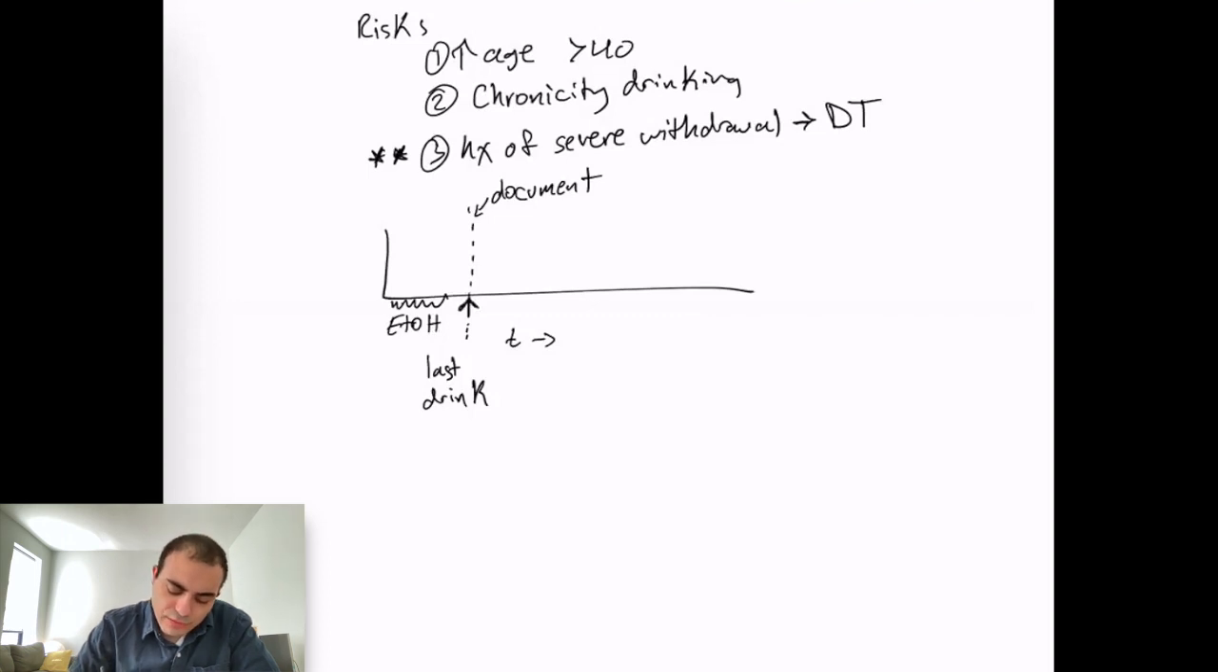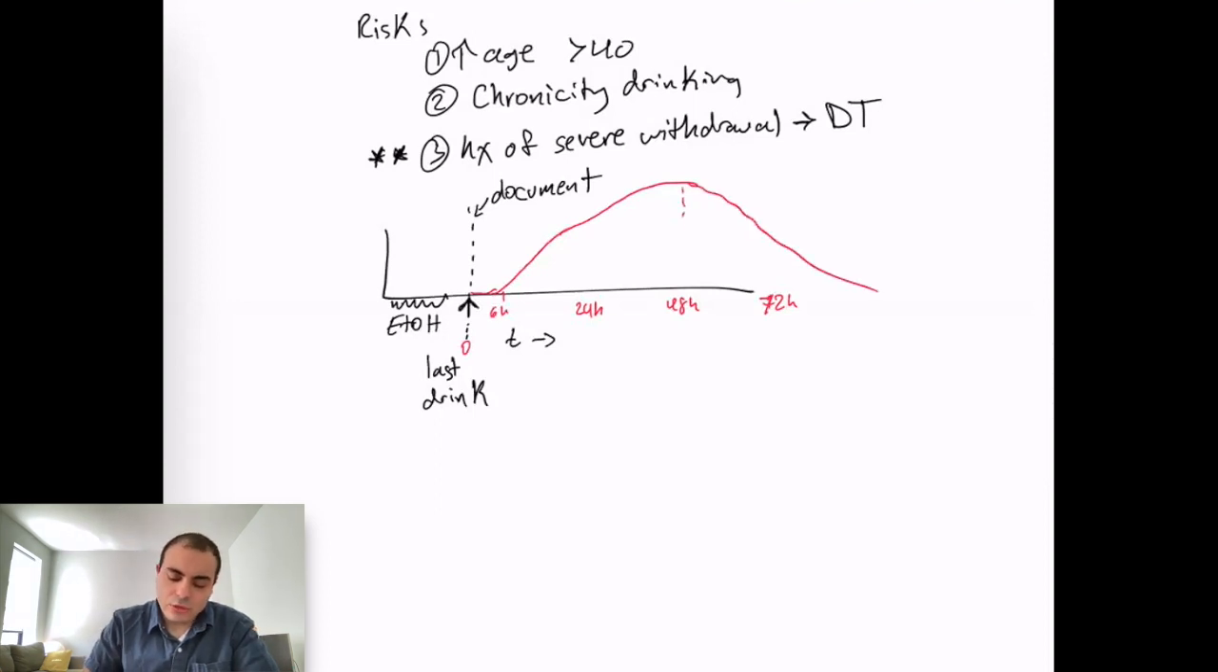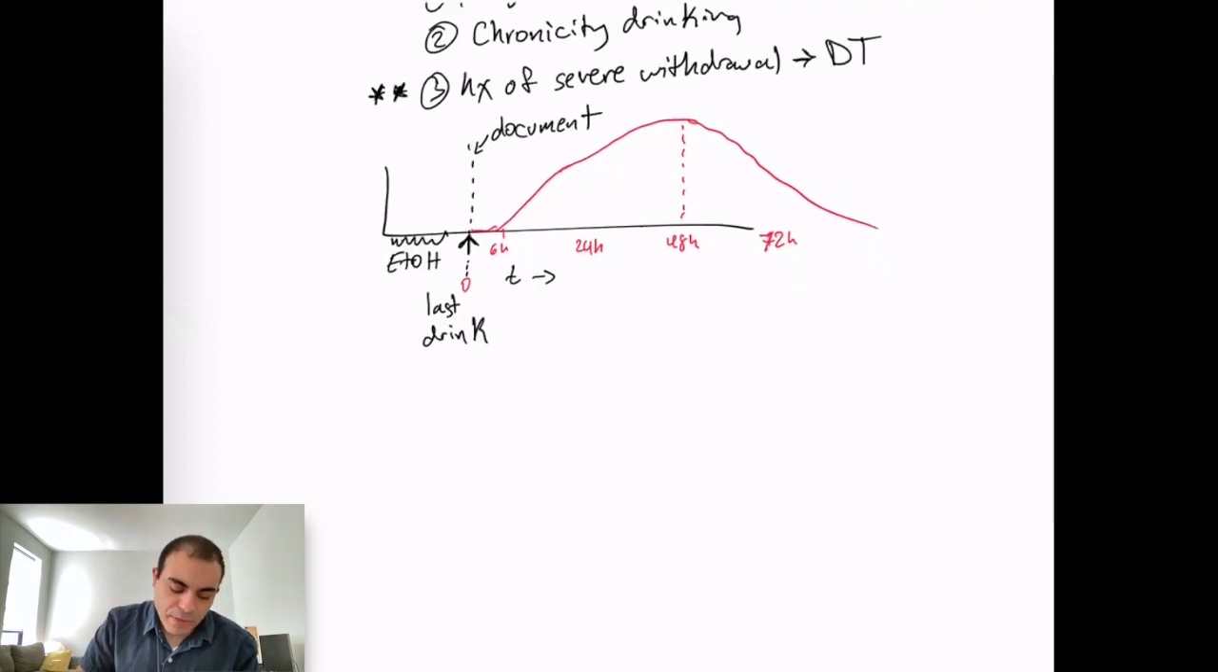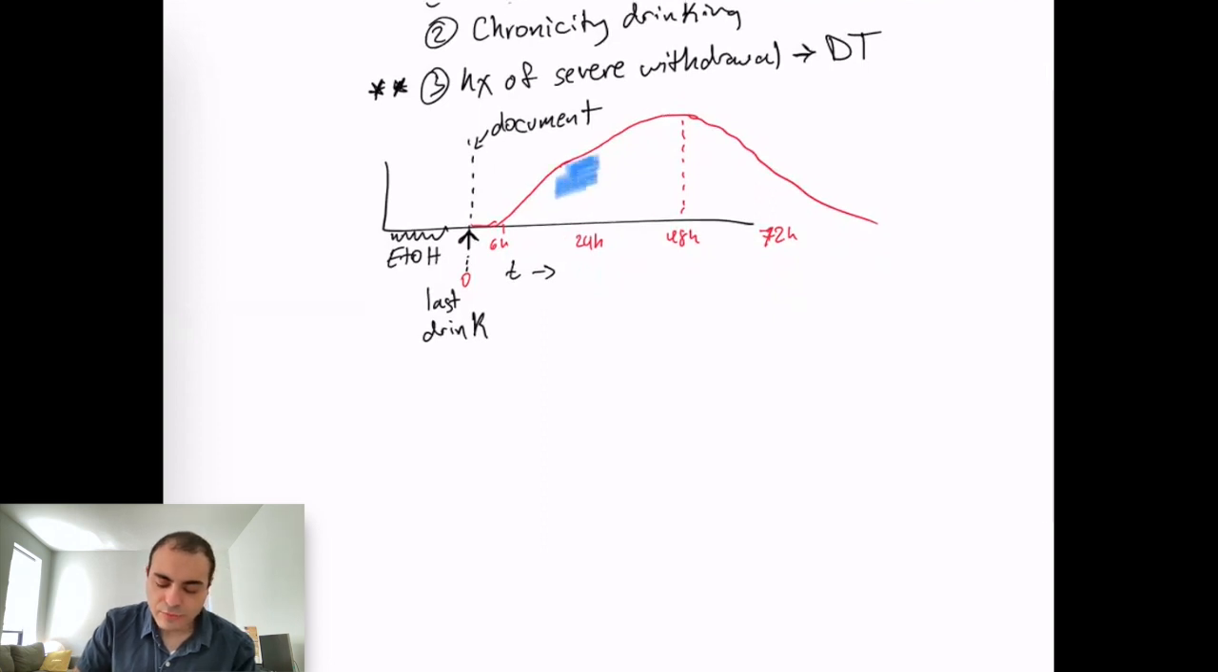And the risk usually, if this is hour zero, then you have 24 hours here, then 48 hours, and then 72 hours. The risk usually starts at 6 hours, is highest around 48 hours, and then goes down, okay? So once you hit that 48 hour mark, 2 days later, it's the highest risk for people to have seizure or delirium tremens. Most of the time, these patients might present to you around this period of time, presentation. And this is when you're going to start managing them. Usually, admission to the hospital.